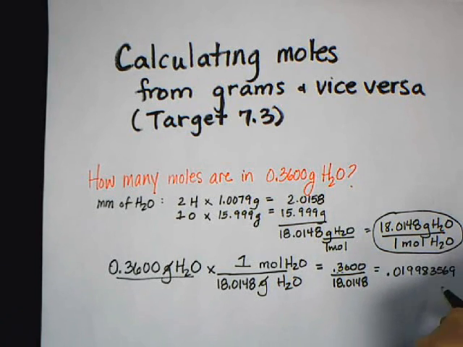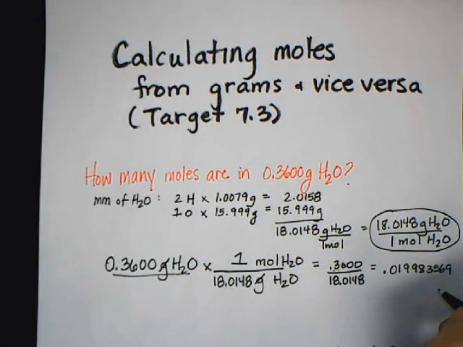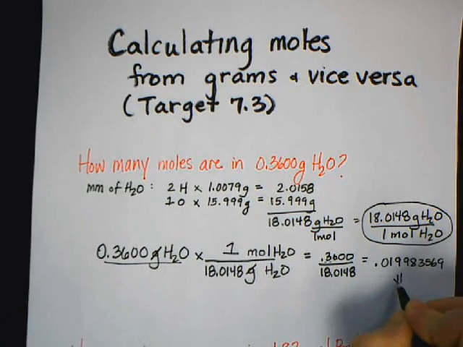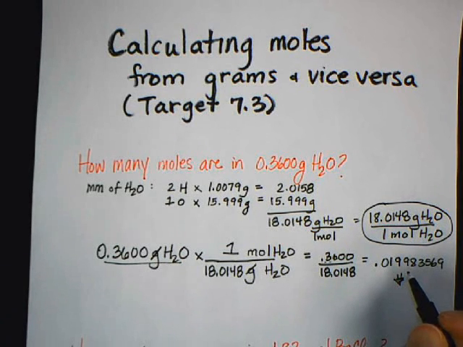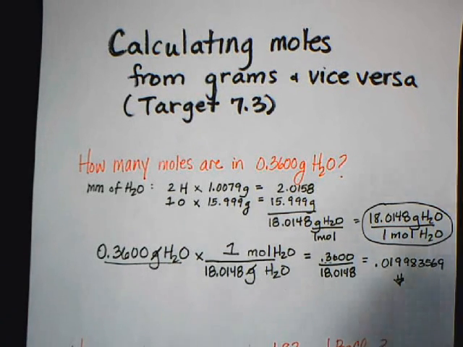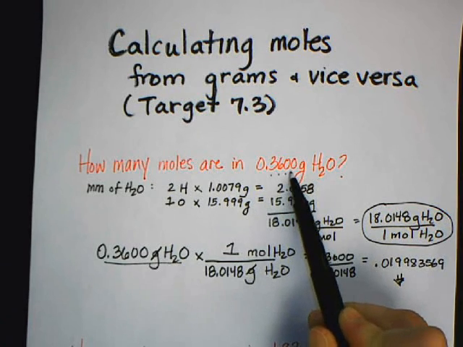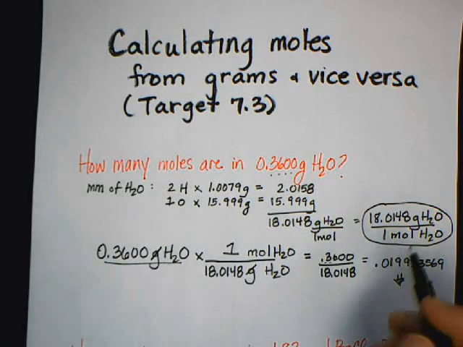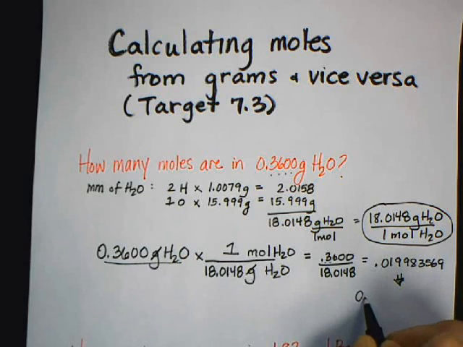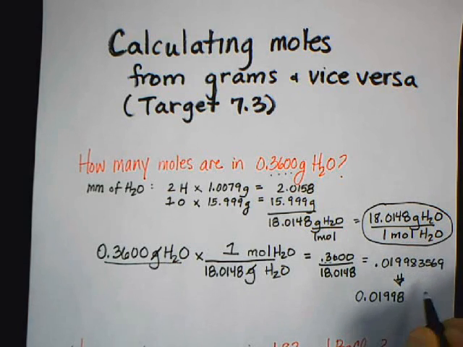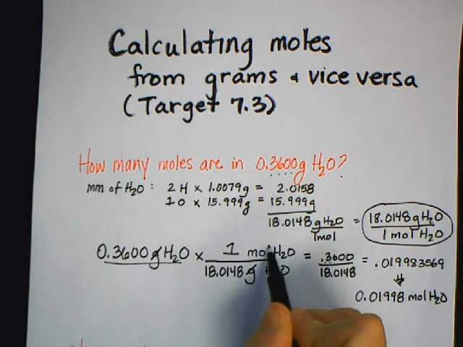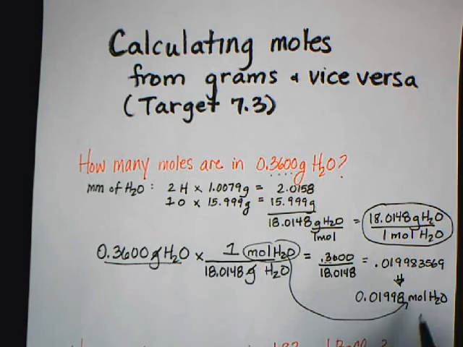We're going to do some chemistry on it and look at our significant figures. We see that there are 1, 2, 3, 4 significant figures given in the problem. So our answer should be in 4 significant figures. So that gives us 0.01998. And our units are moles of H2O. Make sure we write down our units. So there's our answer. Not so bad. This should be review for you.